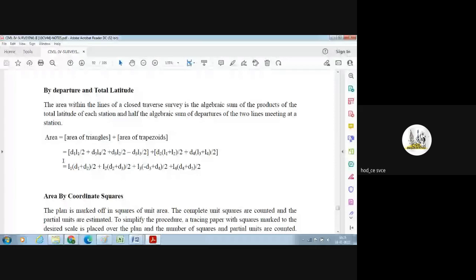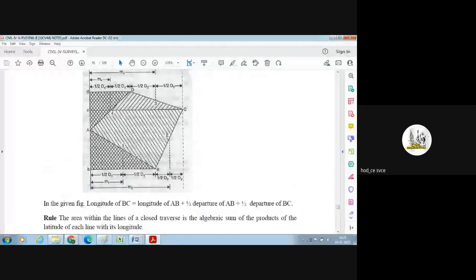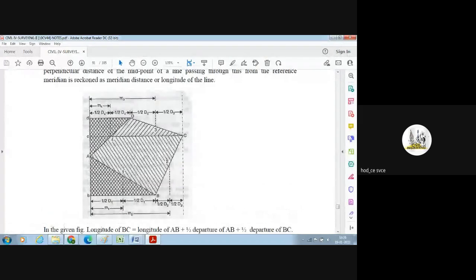So this is the area formula. Area of triangles plus area of trapezoids, right? See here, this is one of the area A, B, D, right? Otherwise, you go for the C, small c, capital C, B, B. So this is one of the trapezium, right? Within this trapezium, we need to neglect the area of this triangle.